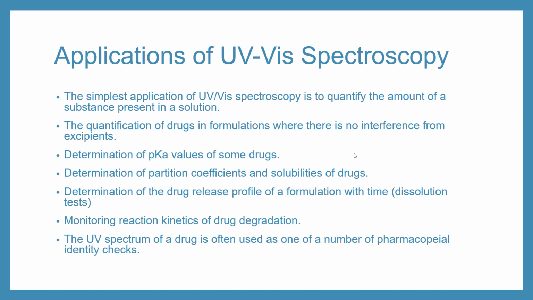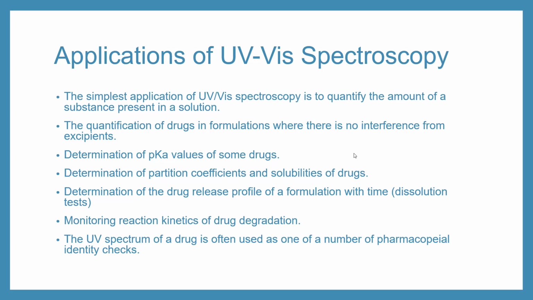Finally, we're coming down to UV-vis overall, how it is used, and we're going to look at its advantages and its limitations. So the last few slides. The simplest application of UV-vis is just to quantify how much of a substance is in there. Again, we can do that in moles per litre or grams per 100 mL. We can quantify the drugs in formulations when there's no interference from the excipients.